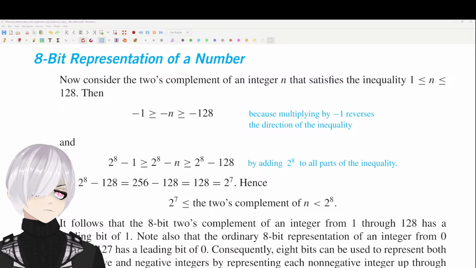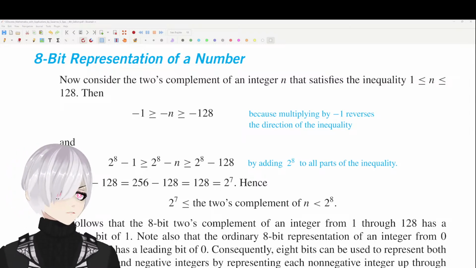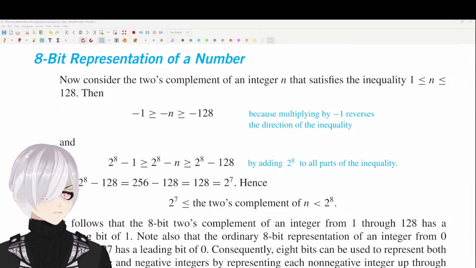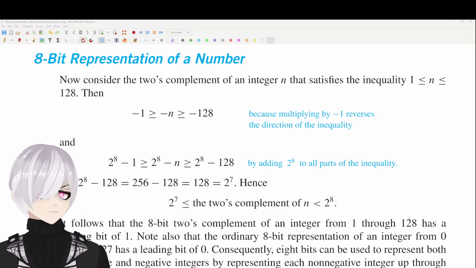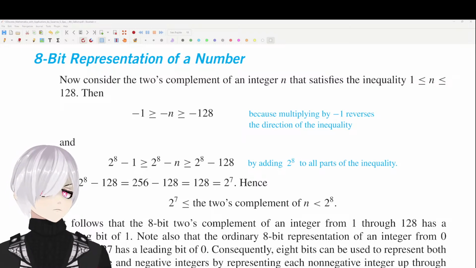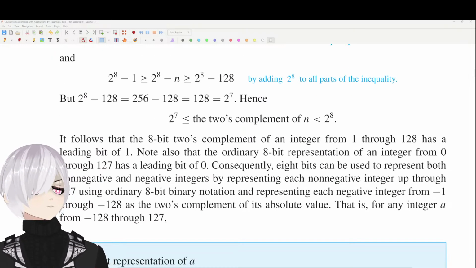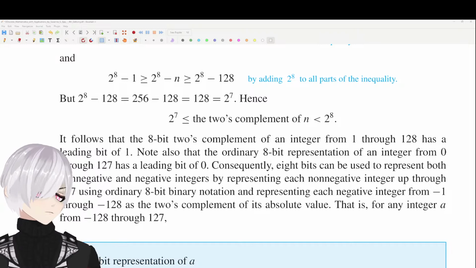And so now they're adding 2 to the 8th to every part here. 2 to the 8th minus 1 is greater than or equal to 2 to the 8th minus n is greater than or equal to 2 to the 8th minus 128, by adding 2 to the 8th to all parts of the inequality. But 2 to the 8th minus 128 equals 256 minus 128, which equals 128, which equals 2 to the 7th. Hence, 2 to the 7th is less than or equal to the 2's complement of n, which is less than 2 to the 8th. And that's because they're kind of flipping the inequality around.